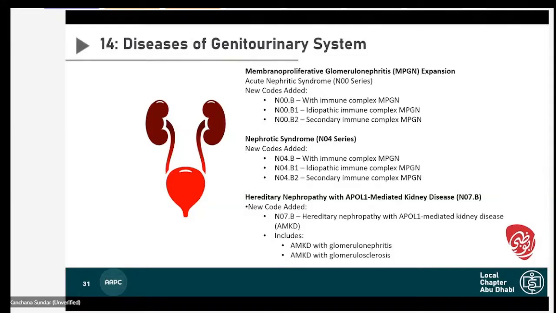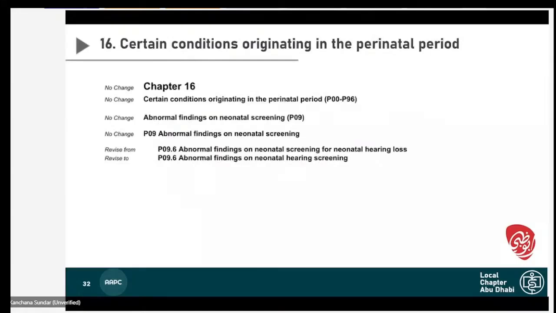And coming to the name of the condition, membranoproliferative glomerular nephritis, that is MPGN, which has been expanded, as I told, with the genetic impact to immune complex, idiopathic immune complex, and secondary immune complex. The same thing has happened with nephrotic syndrome and hereditary nephropathy with the APOL1 mediated kidney disease. So these all are the genetic impacts on the genitourinary system. Pretty much this is what we have with the genitourinary system.